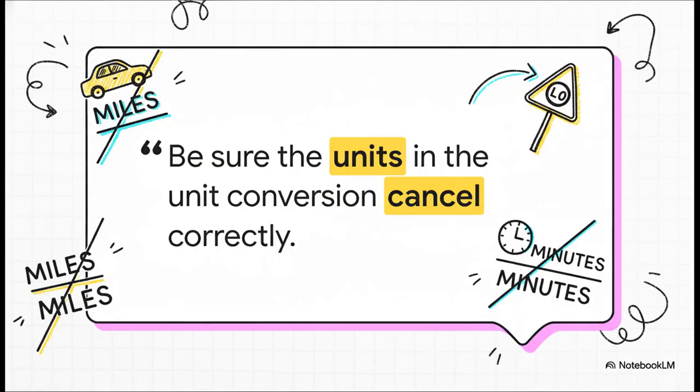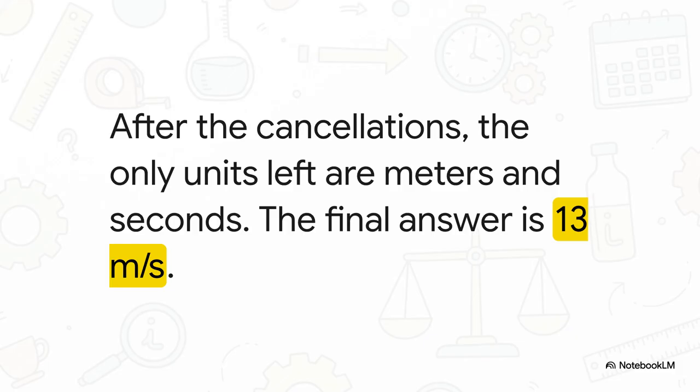And this quote from the source material really just says it all. The whole point of this method is to give you a visual check. If your units are canceling out correctly, miles with miles, minutes with minutes, you can be pretty confident you set up the problem correctly. So once you run the numbers, 0.50 times 1609, and then divide all that by 60, you get your final answer. Half a mile per minute is the same as 13 meters per second.